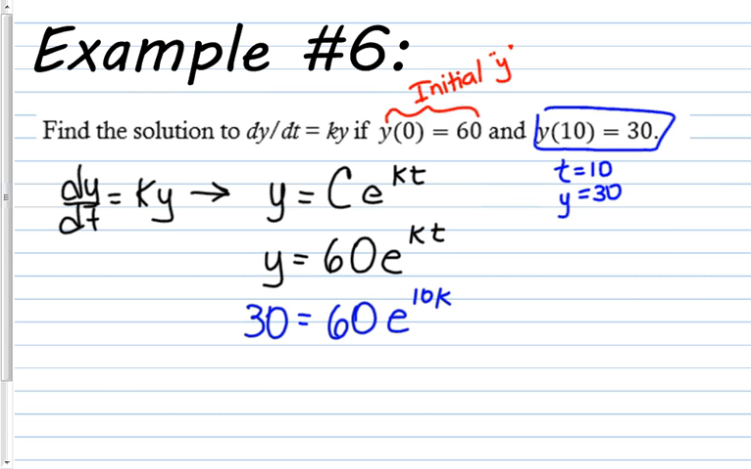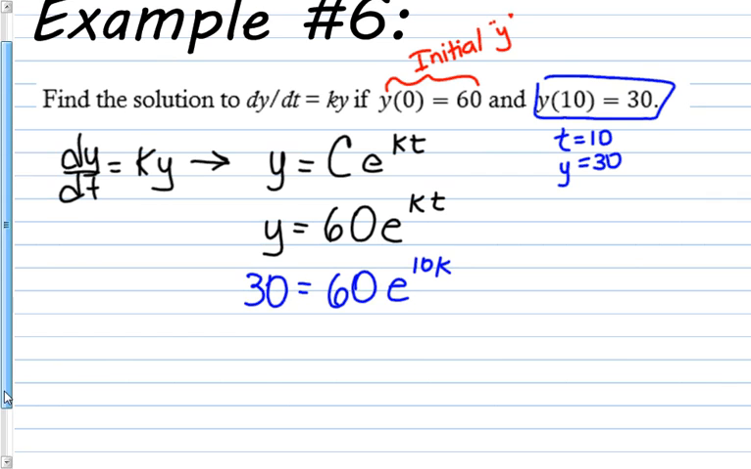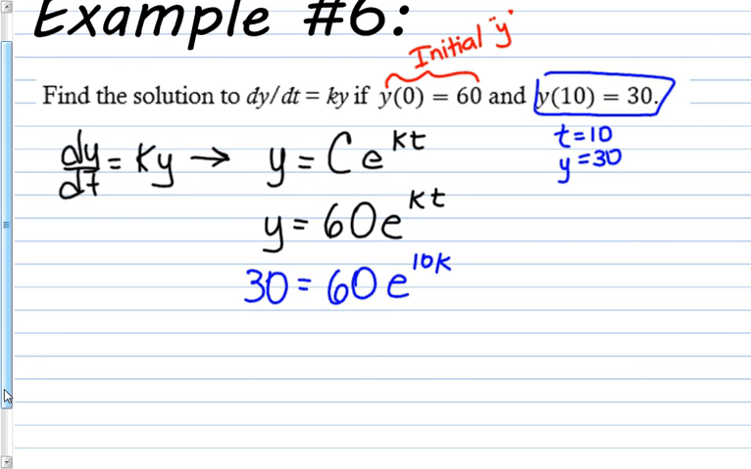So my job is to get k by itself, so then I can go ahead and write out the rest of my equation. So I repeat, this is my equation. This is my solution. The problem is I'm missing this little dude right here, k. So I'm going to use the blue expression down here to figure out what k is. And I'm going to do that algebraically.